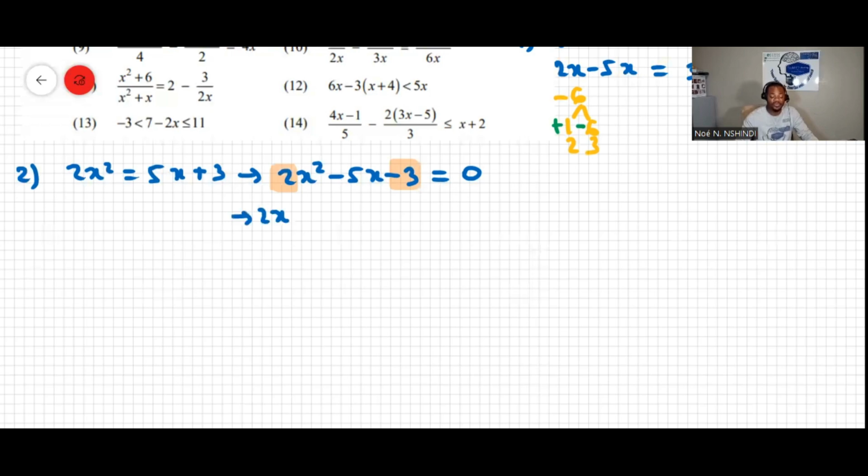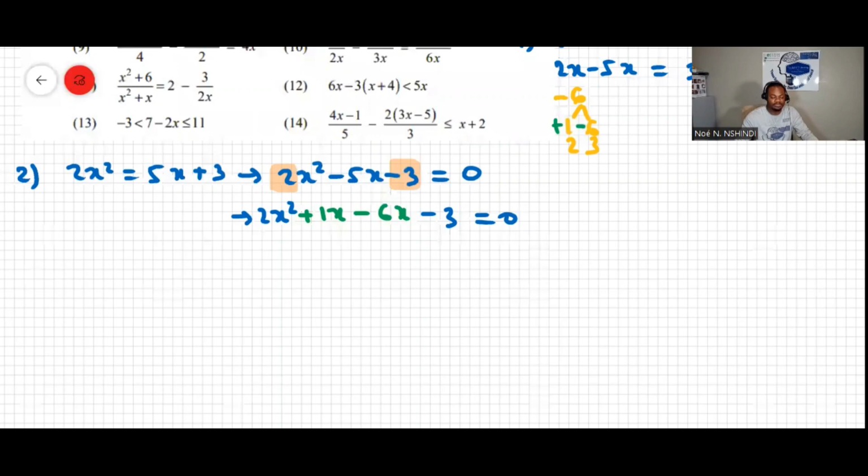So this will then be 2x squared. Instead of writing negative 5x, I am going to write plus 1x, and then minus 6x, and then minus 3 equals 0. All this comes from this negative 5x here. So we can solve this by factorization.